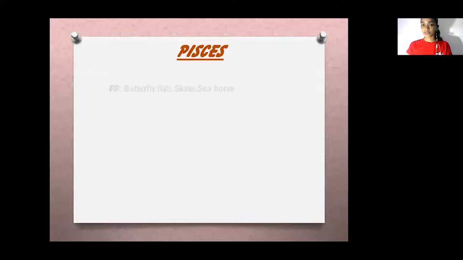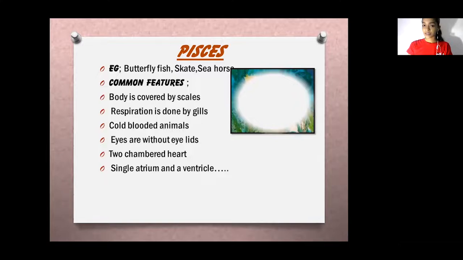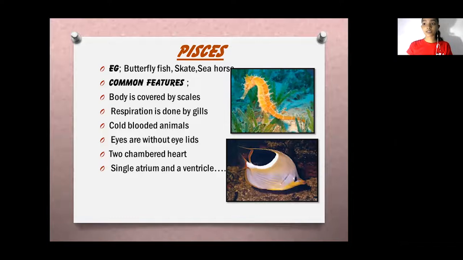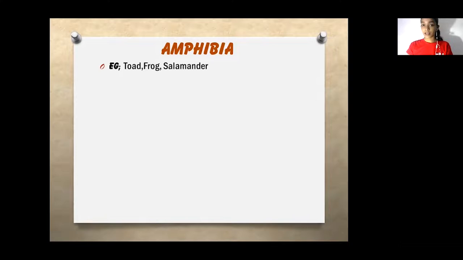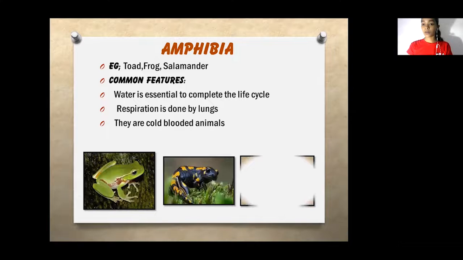Common features: body is covered by scales, respiration is done by gills, cold-blooded animals, eyes are without eyelids, two-chambered heart, single atrium, and a ventricle. The second one is amphibia. Examples for amphibia: toad, frog, salamander. Common features: water is essential to complete the life cycle, respiration is done by lungs, they are cold-blooded animals.